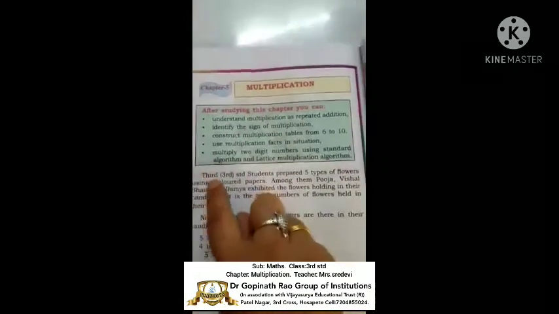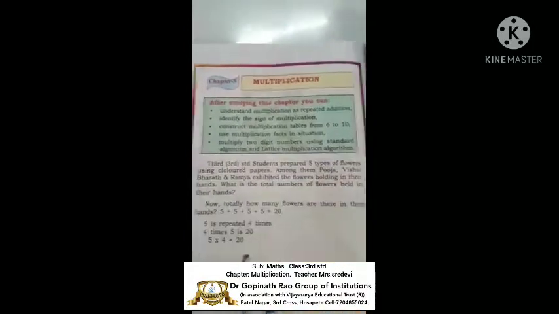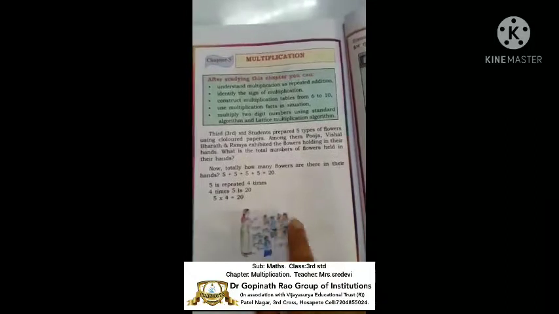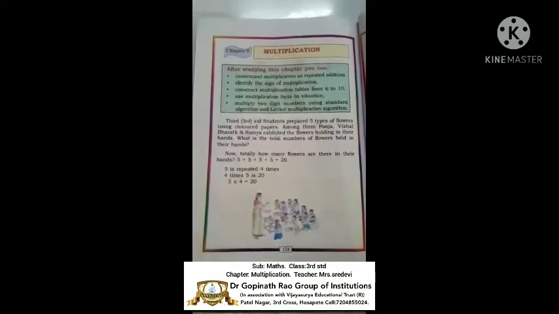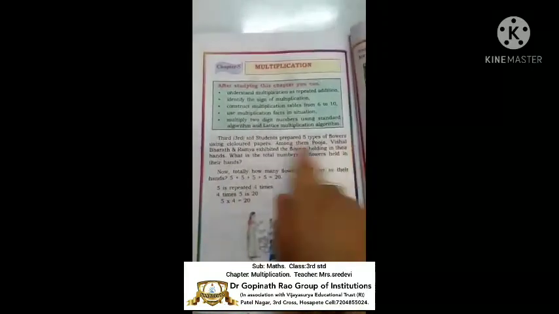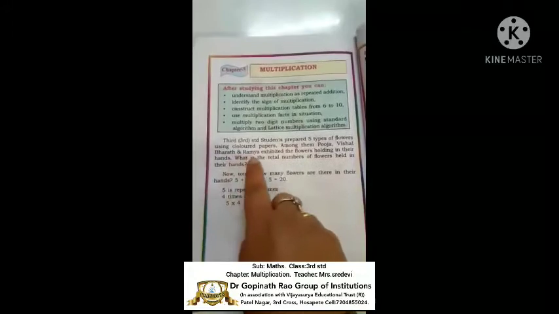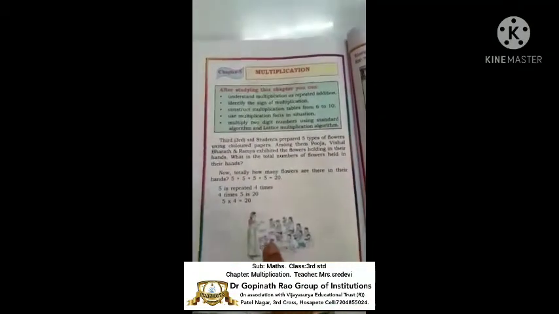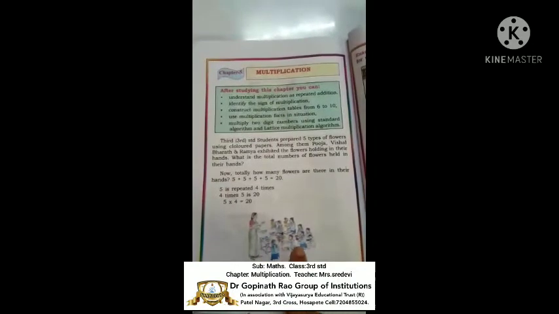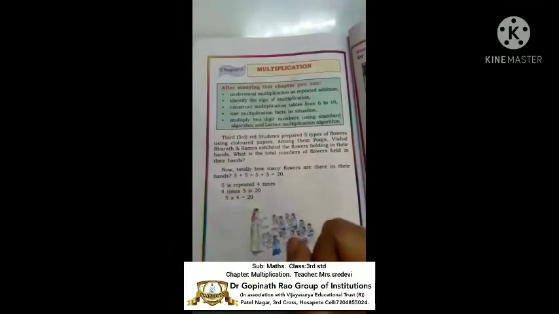Okay, third standard students prepared 5 types of flowers. See, you all are third standard students now. You all prepared 5 types of flowers using colored papers. Among them, Pooja, Vishal, Bharat and Ramya exhibited the flowers holding in their hands. They are showing the flowers by holding in the hands.